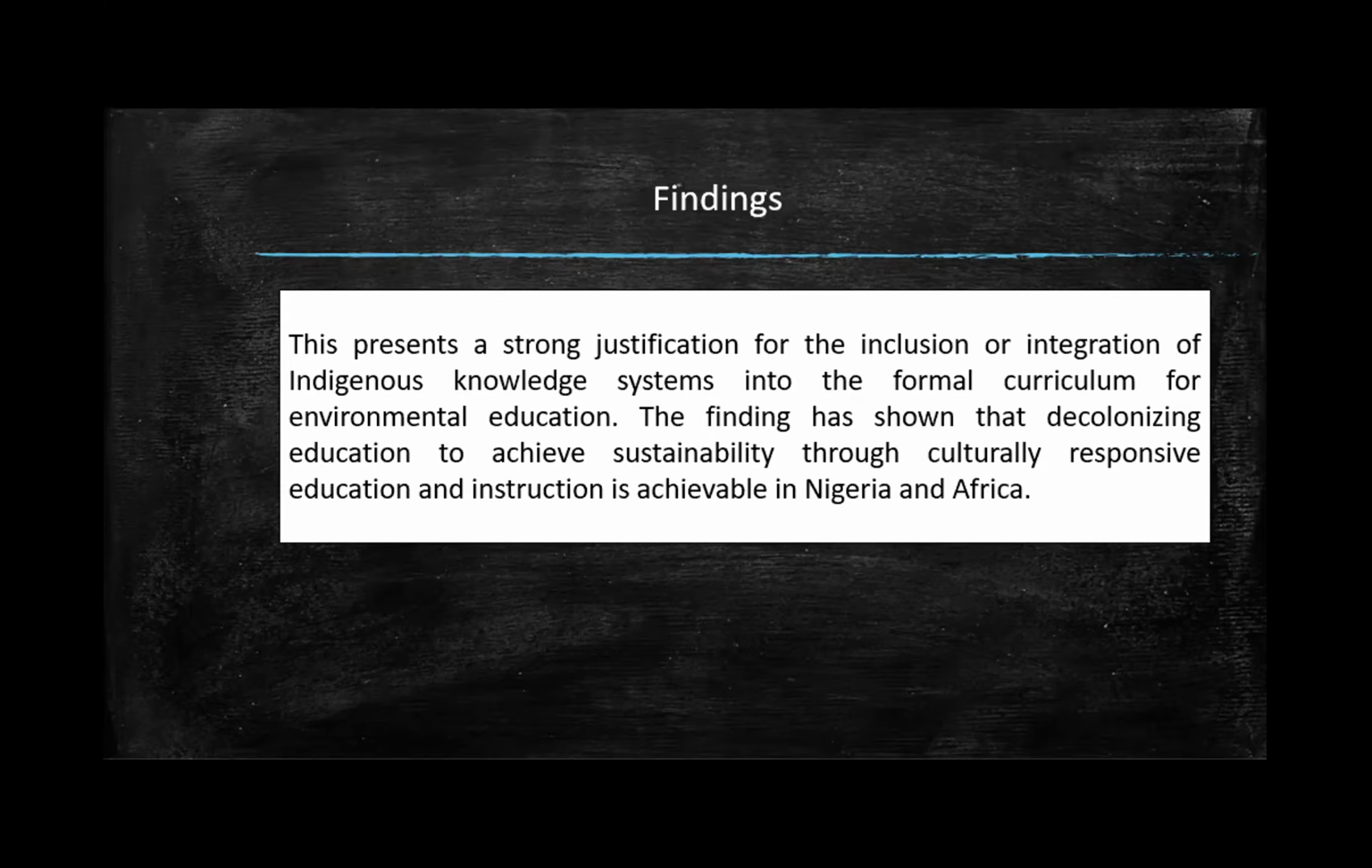However, despite teachers' demonstration of a high level of indigenous knowledge for teaching environmental concepts, the inclusion of indigenous knowledge system in instructional delivery of environmental concepts was not satisfactory. The reason why it was not satisfactory, I have already explained. Next slide, please.